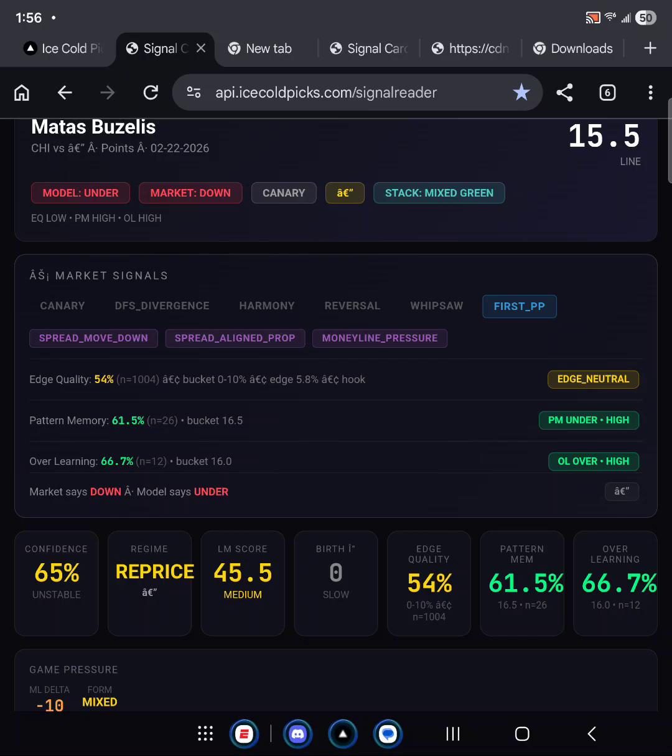So if I'm looking at this, I personally made myself a cheat sheet. This is released to premium, but you do not need to do it this way. I made a cheat sheet that tells you, if you take the edge quality, the pattern memory, and the overlearning, it will tell you kind of where the direction is going, whether you should follow it light, whether the market is disagreeing with your follow, so that's going to be like a contrarian follow, whether you should hold it, fade it, or a hard fade. So that's kind of how I made a chart for myself.